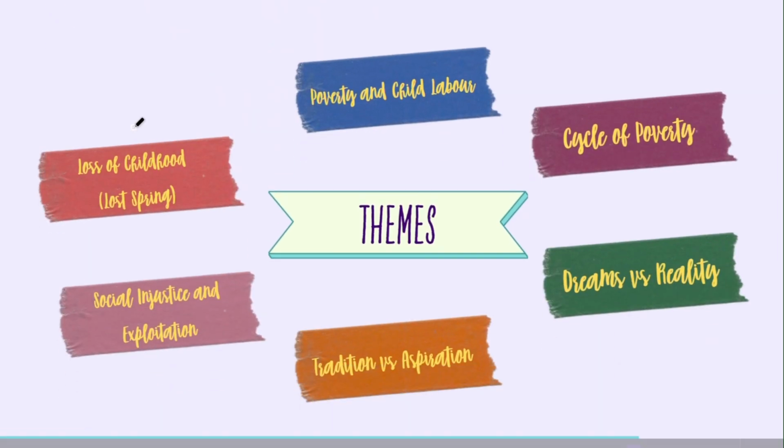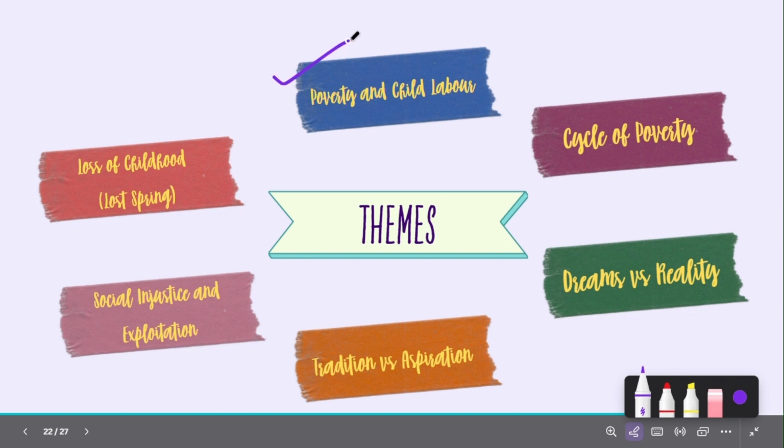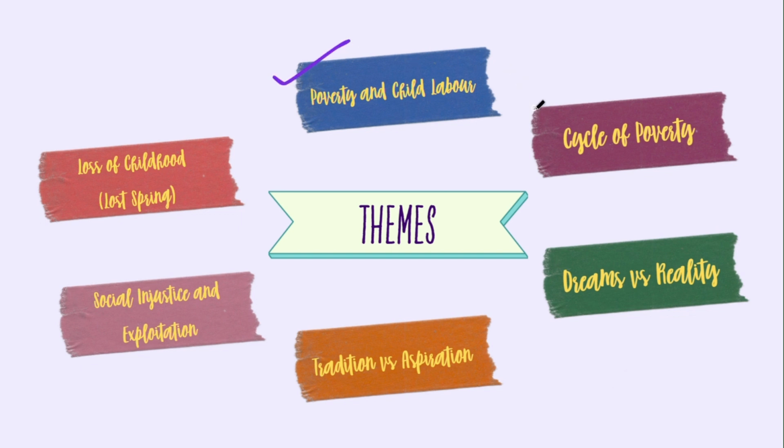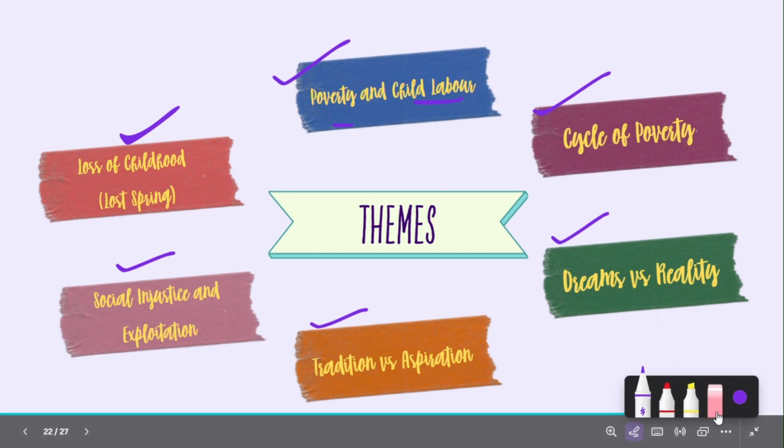Themes of this story entail poverty and child labor, cycle of poverty, dreams versus reality, tradition versus aspiration, social injustice and exploitation, and loss of childhood, which is lost spring. So we see that poverty, both the children are very poor, and both the children, because of poverty, have to fall prey to child labor.